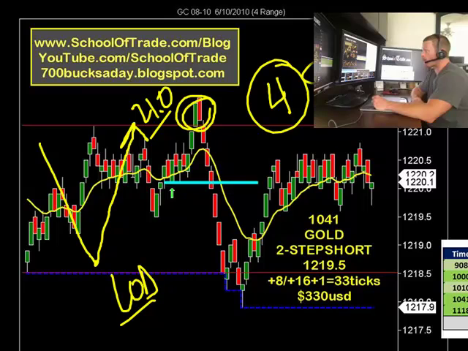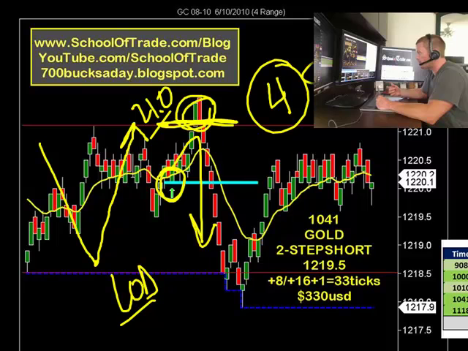As you guys know, I don't need the high of day to go 2-step short. I can always take a 2-step off any overhead resistance. So we have resistance right here, of course, at 21 even. We bounce off that resistance. I use my swing low right here to break below the swing low. There's your 2-step pattern short.